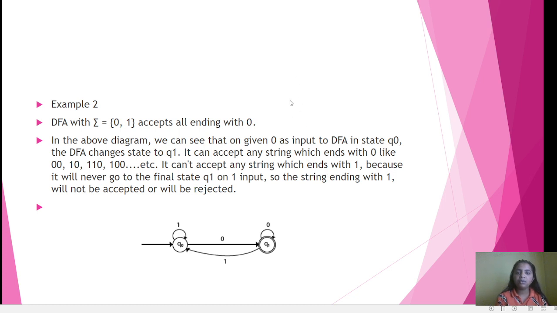For example, it can't accept 1, because it will never go to the final state Q1 on that input. So a string ending with 1 will not be accepted, it will be rejected. At Q1, if it gets 1, it will go back to state Q0.